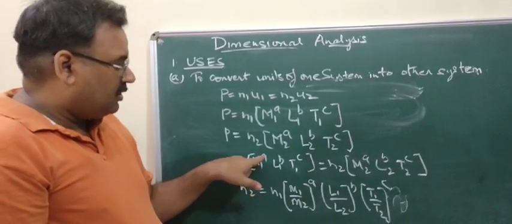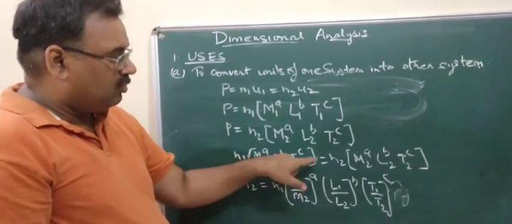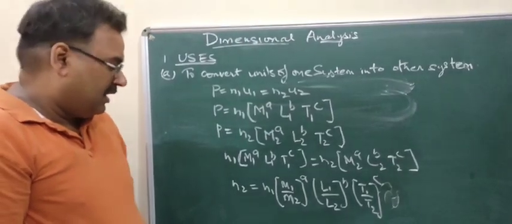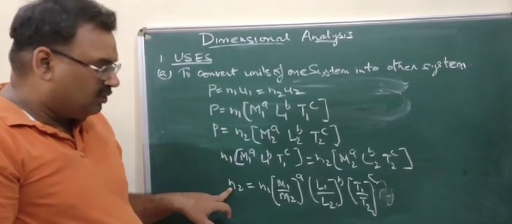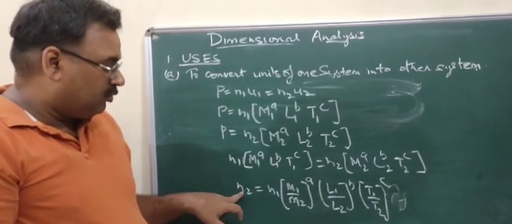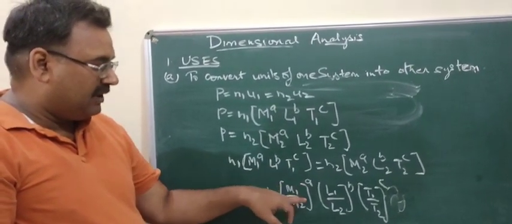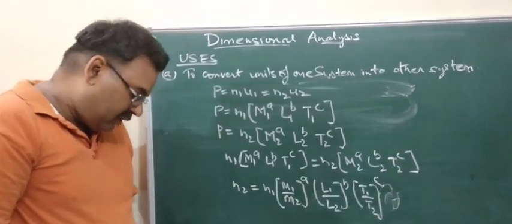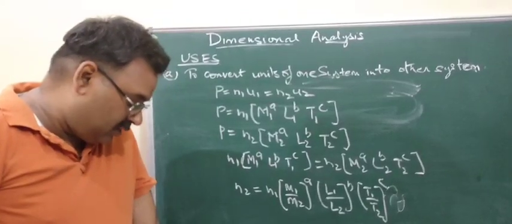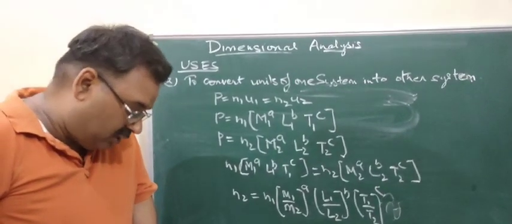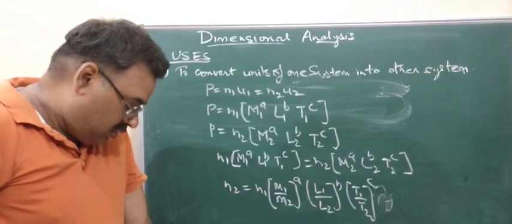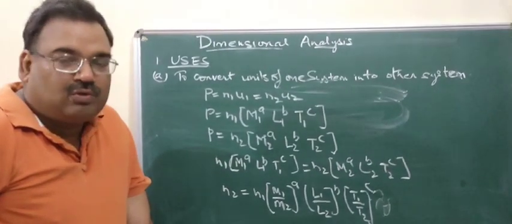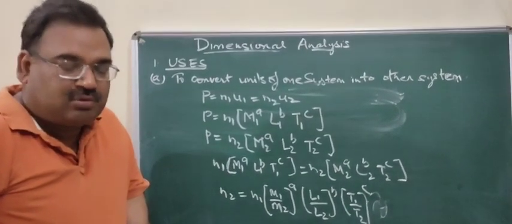N1 M1 raised to power A, L1 raised to power B, T1 raised to power C equal to N2 M2 raised to power A, L2 raised to power B, T2 raised to power C. And we find out the value of N2, the magnitude. Okay, so N2 equal to N1 (M1 upon M2) raised to power A, (L1 upon L2) raised to power B, (T1 upon T2) raised to power C. Using this formula, we can convert the numerical value of a physical quantity from one system to another system. So this is the way we can convert a physical quantity from one system to another system.